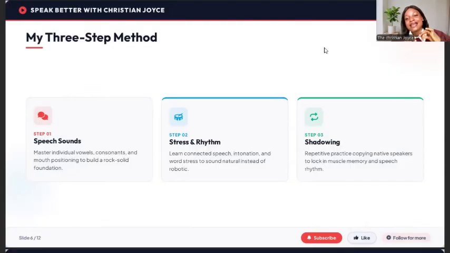So let's look at the last step, which I use with my students a lot, shadowing. And this is repeated practice copying native speakers to lock in muscle memory and speech rhythm. You are not becoming native speakers, but you're just copying them to learn the rhythm and also help muscle memory.